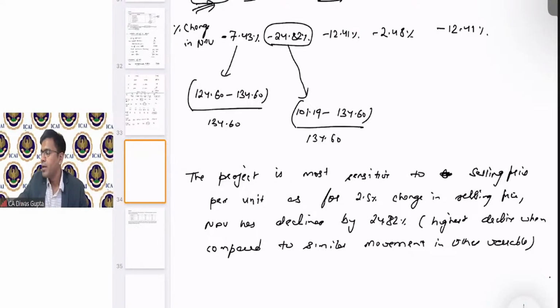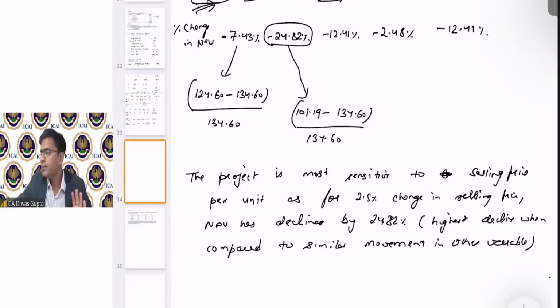Shruti is saying, fixed cost, instead of 51.25, why minus? Okay. So Shruti, the first adverse movement will be when you increase the fixed cost, not reduce the fixed cost. Okay.